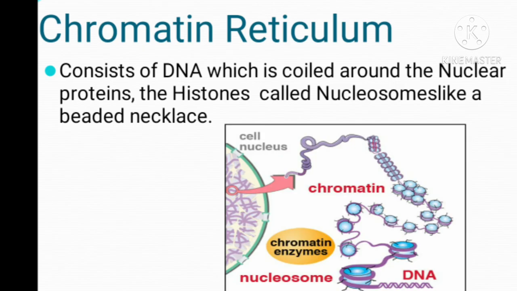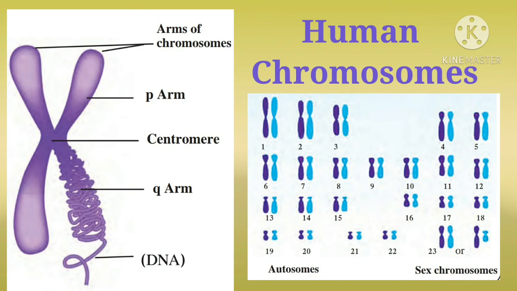This chromatin reticulum consists of the deoxyribonucleic acid, generally referred to as DNA, which is coiled around the nuclear proteins, the histones. This structure is called the nucleosomes, which looks like a beaded necklace. During cell division, the chromatin reticulum undergoes coiling and supercoiling to form structures called chromosomes.